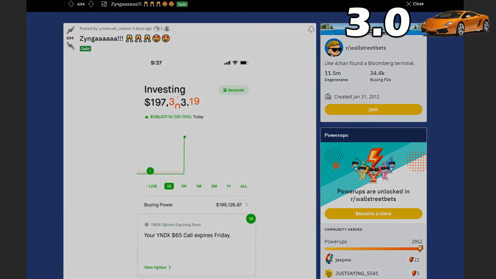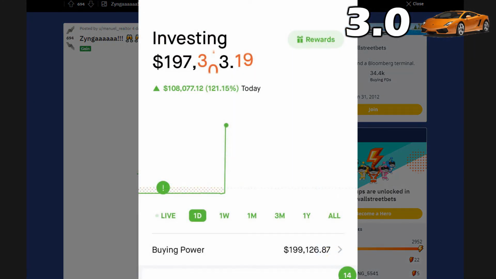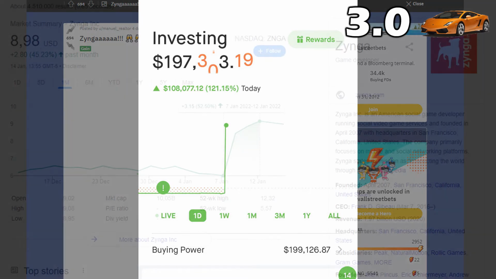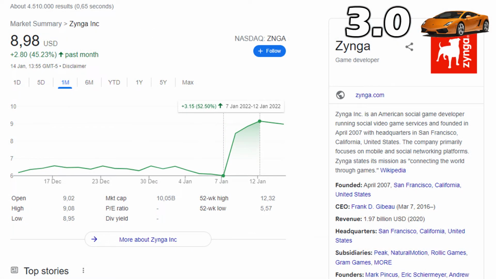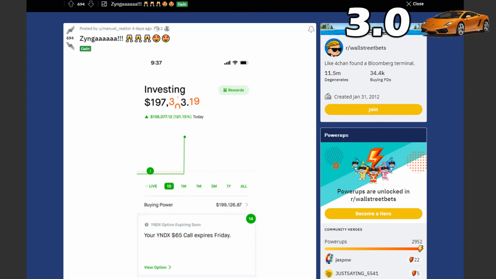Next, we have a huge gain by Manuel. He made more than $100,000 in just 1 day. He's up by more than 100%. Based on what he wrote, it must be because of options on Zynga. The stock went up by more than 45% on January the 10th, because Take-Two Interactive, the company behind Grand Theft Auto, is acquiring Zynga. Well, hopefully he wasn't greedy and secured the bag.